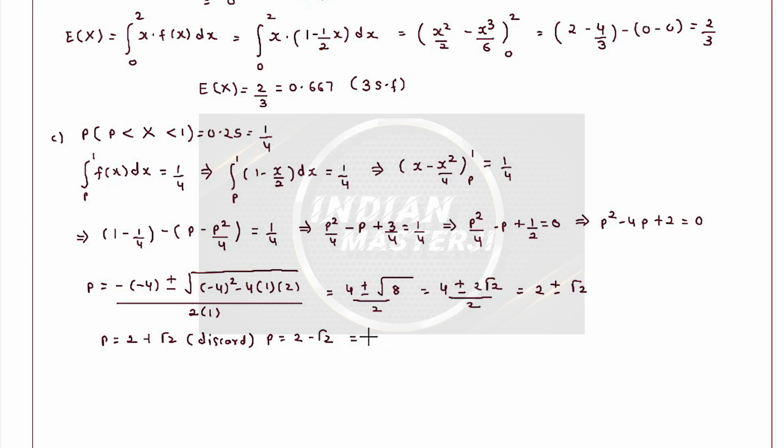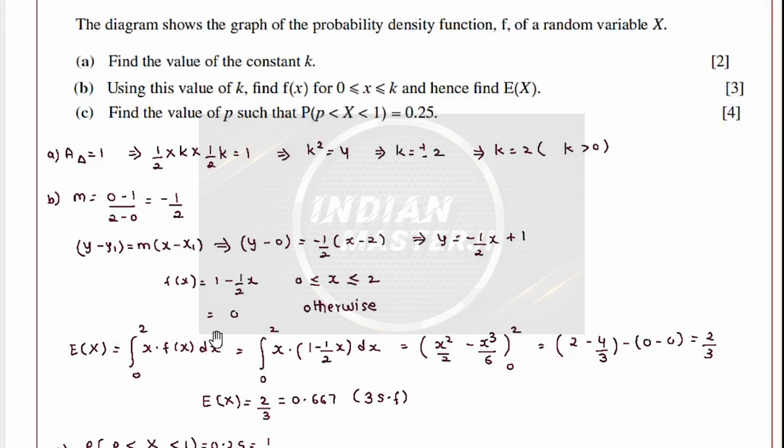Okay, so if I do that particular thing, what do I get? I get this as 0.5857 something something, which I can say is nothing but 0.586.